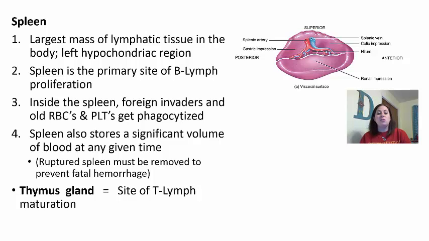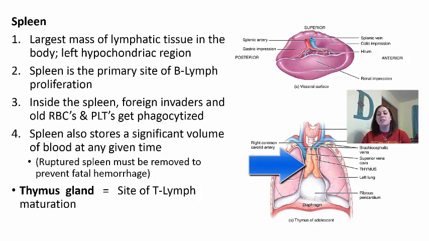The last tissue I want to talk about that's part of the lymphatic system is the thymus gland. The thymus gland is the site of T lymphocyte maturity. The thymus gland, you can see, is located here. It's right above the heart and between the lungs, and so it's located behind the sternum right here. It also kind of has a butterfly shape with it.